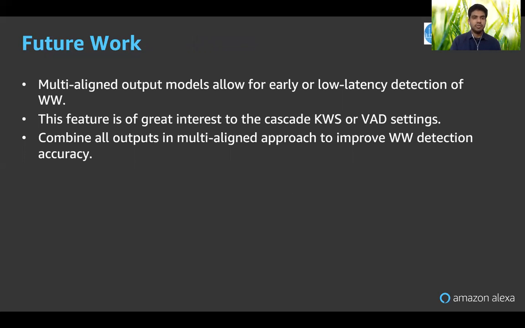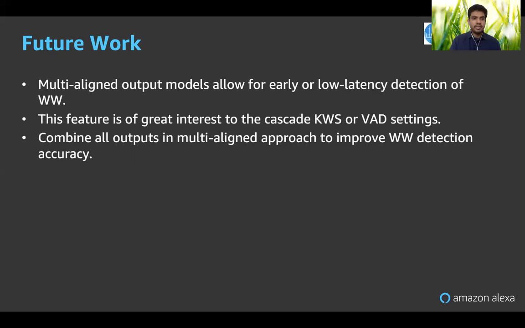Now, coming to the future work. One thing that can be done is to use the output, because it's a low latency detection of wake word. It can be used in a cascade architecture setting where there is a first stage model which needs low latency wake word detection. It needs to be very permissive. It should be good with recall. So that's a good output in that case, and also in VAD settings, voice activity detection.